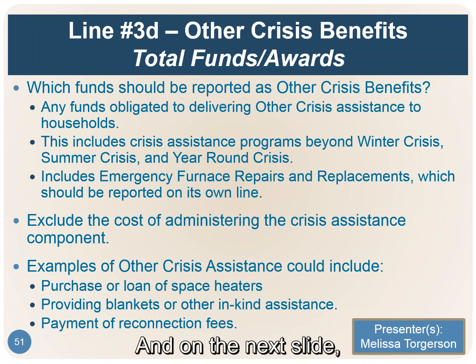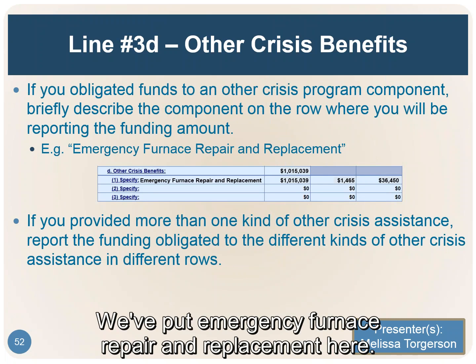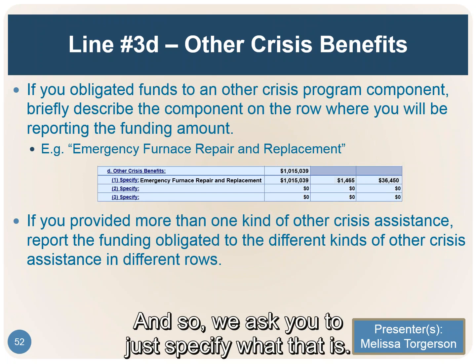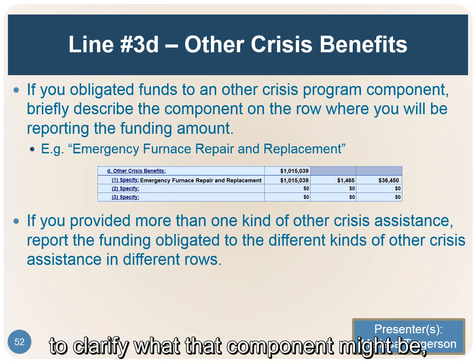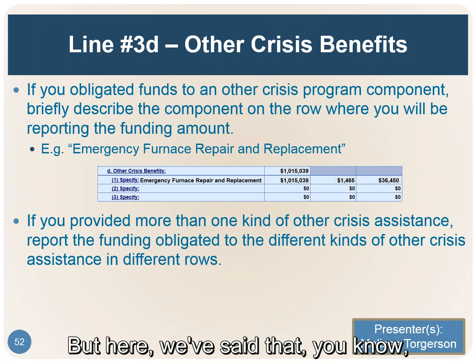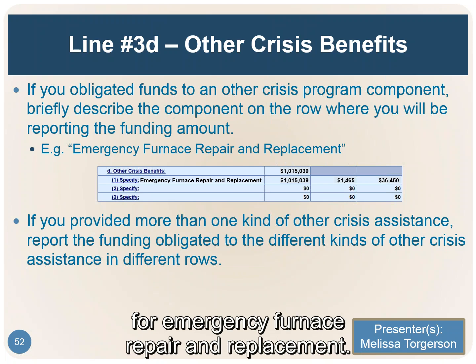And on the next slide, we have an example. So we've put emergency furnace repair and replacement here. This is one of the more common ones that we see, and so we ask you to just specify what that is. If you do need more room to clarify what that component might be, you can use the notes section. But here we've said that a little over $1 million has been obligated for emergency furnace repair and replacement.